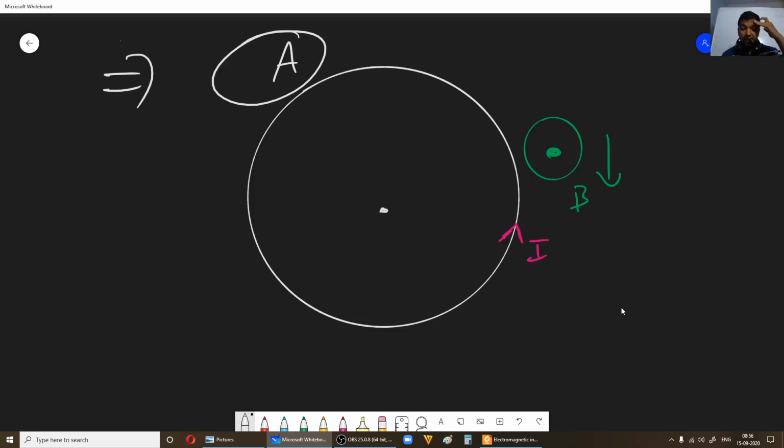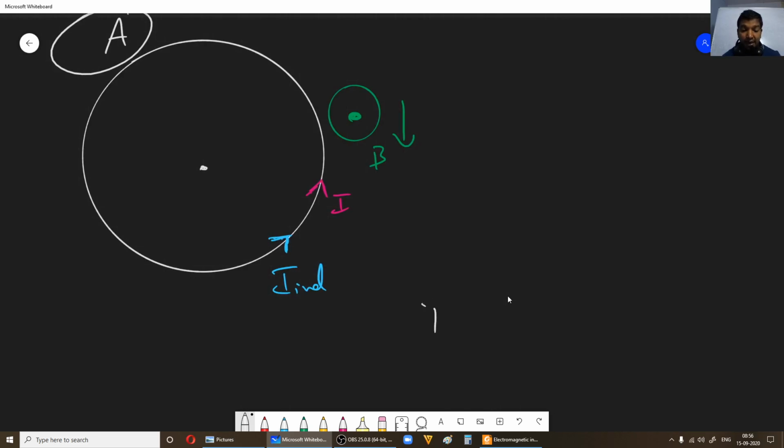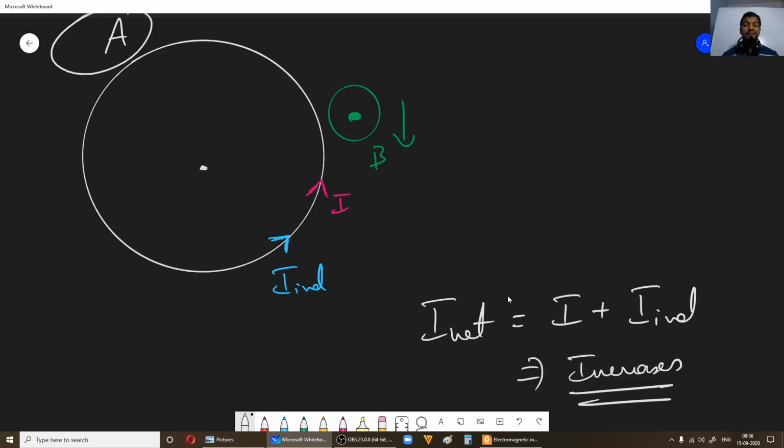Now the magnetic flux is decreasing. The current will be induced in such a way that it will help in increasing the magnetic flux. So in this case the induced current will be in clockwise sense itself. So what you can notice is that the current will actually increase. I net will be equal to I plus I induced, so the current increases when you start moving towards each other.